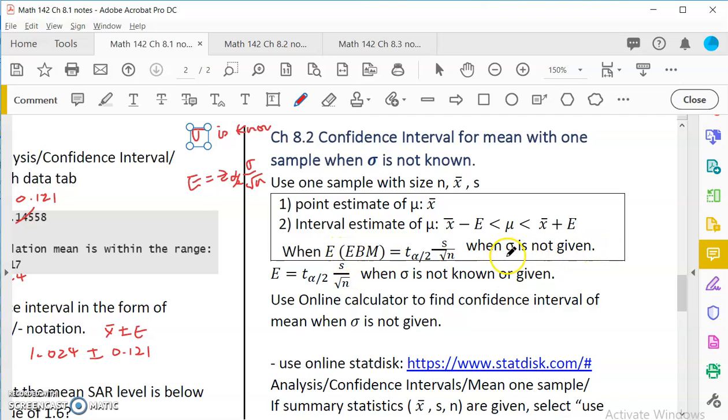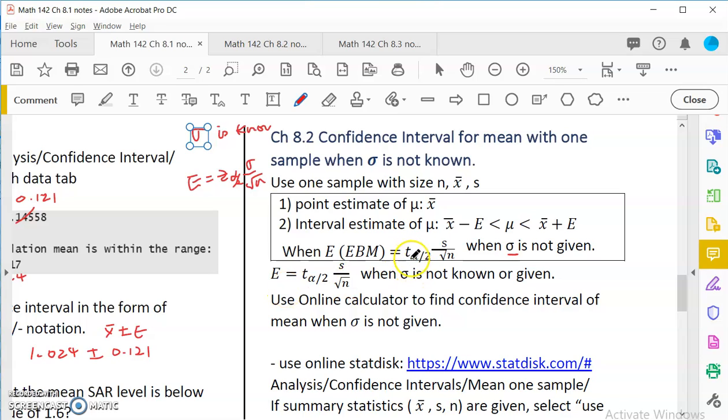Sigma is not something that you calculate. It has to be given. Because if you can calculate it, that means you have all the population data, right? So the formula that we use does not depend on z anymore. It depends on another distribution called a t distribution, sometimes known as the student t distribution.